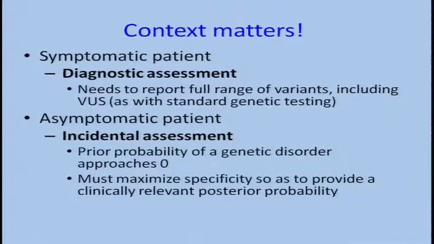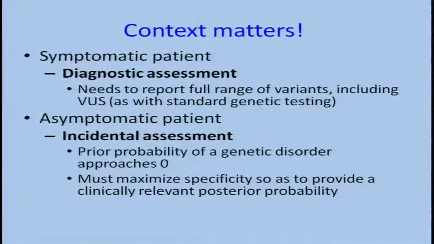On the other hand, if you have an asymptomatic patient or you have an incidental finding in a patient that's not for what you were looking for, the prior probability that that person actually has a genetic disorder approaches zero. In other words, if we were to do population screening with whole genome sequencing in this room, there should be close to none, maybe one or two people in here with a strongly hereditary disorder.